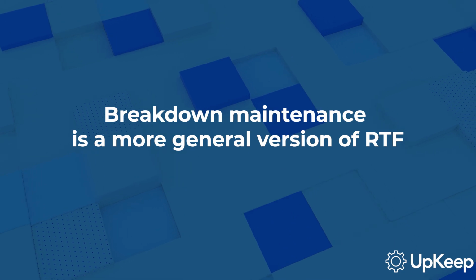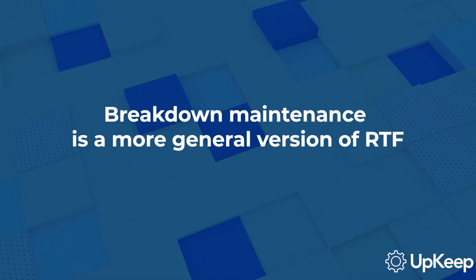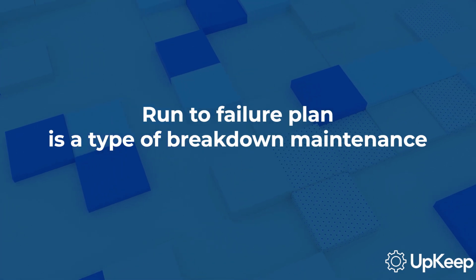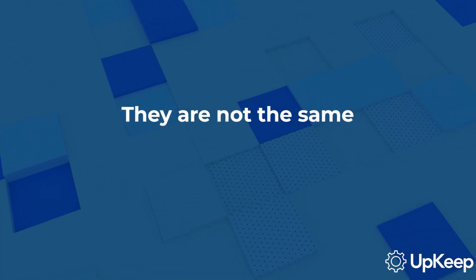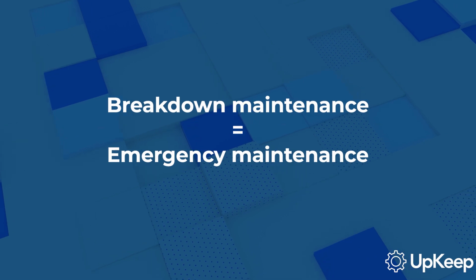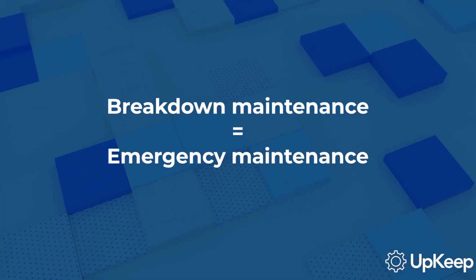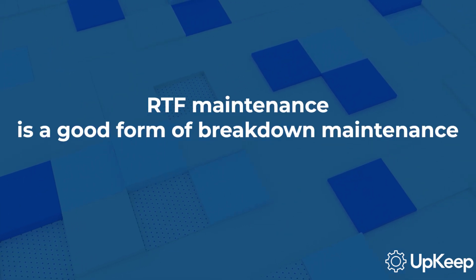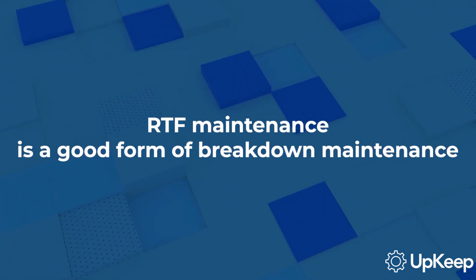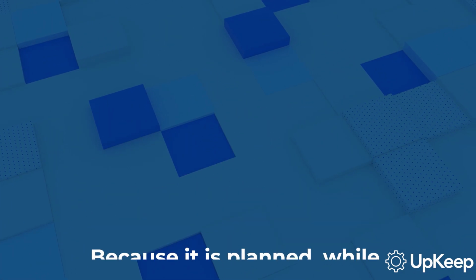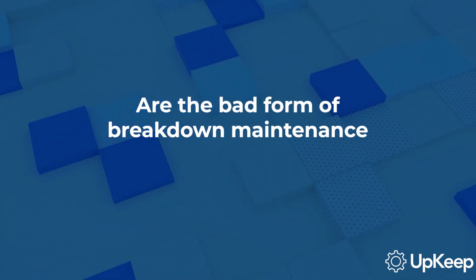On the flip side, breakdown maintenance is a more general version of RTF maintenance. In fact, a run-to-failure plan is a type of breakdown maintenance, but they are not the same. Breakdown maintenance includes emergency maintenance tasks or unplanned downtime events, making it a more versatile system. In a sense, RTF maintenance is a good form of breakdown maintenance because it is planned, while unplanned downtime events, also known as reactive maintenance, are the bad form of breakdown maintenance.